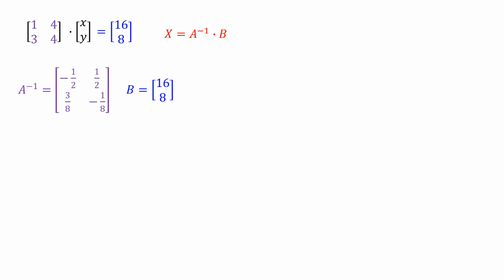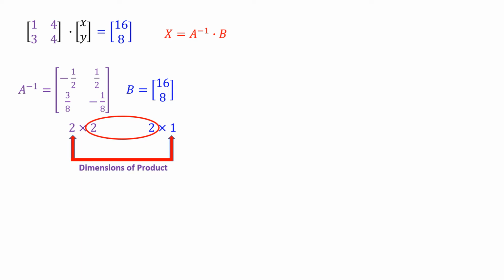Let's multiply them. Remember, when we multiply matrices, we look at the dimensions of the matrices. If the inner dimensions are the same, we can multiply them. 2 and 2 are the same, so we can. The outer dimensions are the dimensions of our product. So the dimensions of our product are 2 by 1. So let's make a shell matrix, a 2 by 1 shell matrix. And when we do that, it looks like this. We have 2 rows, 1 column.